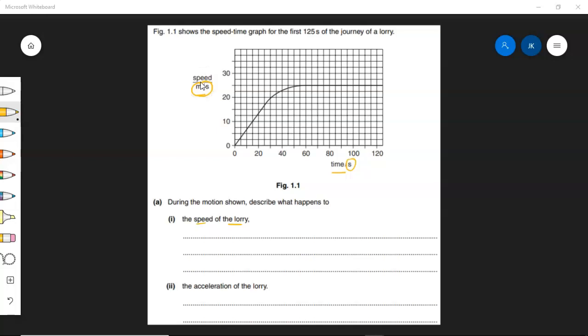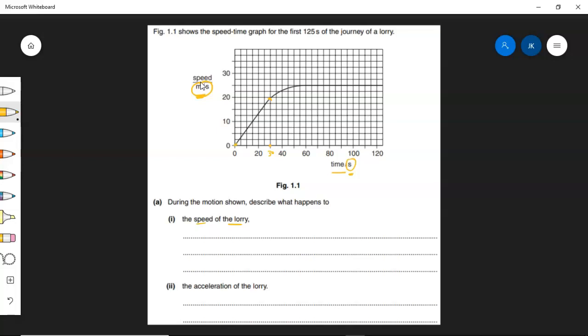The figure shows the speed-time graph for the first 125 seconds of the journey of a lorry. Speed is in meters per second, time in seconds. During the motion shown, describe what happens to the speed of the lorry. Here, if you see, here is 30 seconds and the line is straight from this point to this point. The line is straight.